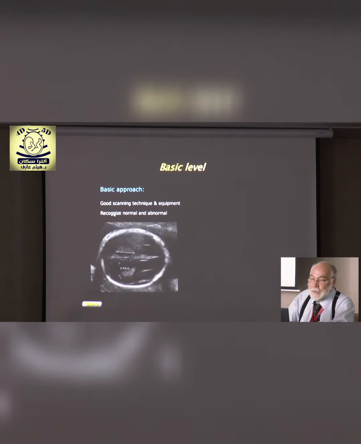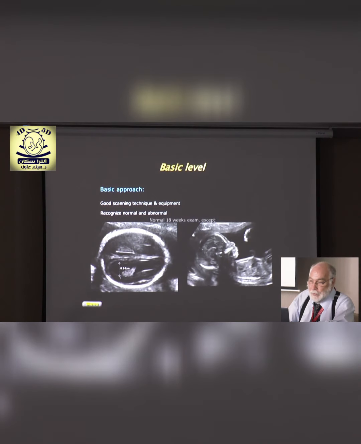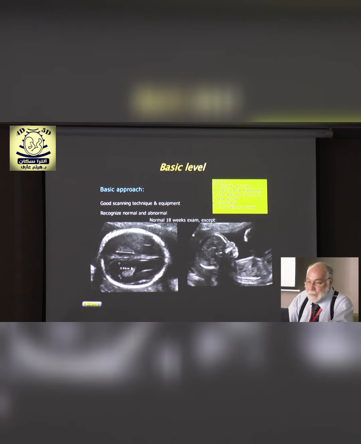Then the next thing is you have to recognize normal from abnormal. This is an 18-week exam. The whole exam is normal except for these two images here. And you see there is a small enlargement of the lateral ventricle. And then what's wrong with this picture here? No nasal bone. Okay, no nasal bone and mild, upper limit ventriculomegaly.